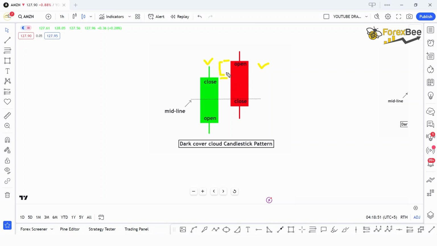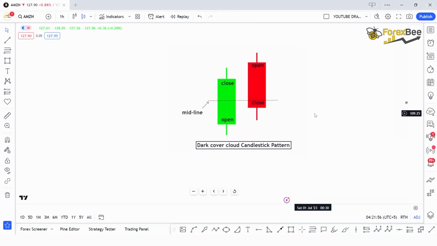This gap is important to understand because it plays an important role in the analysis of this candlestick pattern involving the future bearish nature of the reversal. If we draw a midline between these two candles, the close of the second candle is always situated under the midline of the first candlestick. So the bottom line is, in a dark cloud cover candlestick pattern, a bullish candle is always followed by a bearish candle whose close is always situated under the midline of the first candle.